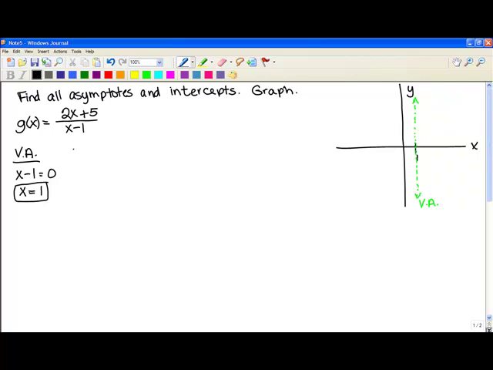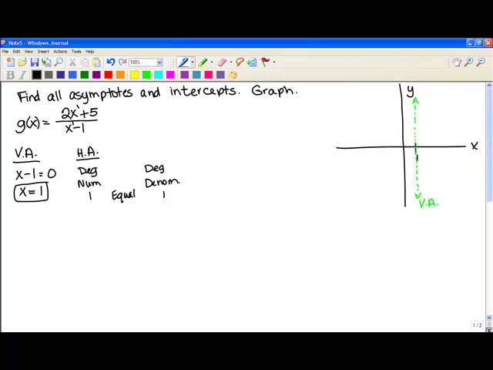Next, we'll find the horizontal asymptote. And we always compare the degree of the numerator to the degree of the denominator. The degree of the numerator is 1, and the degree of the denominator is 1. These have equal degrees.